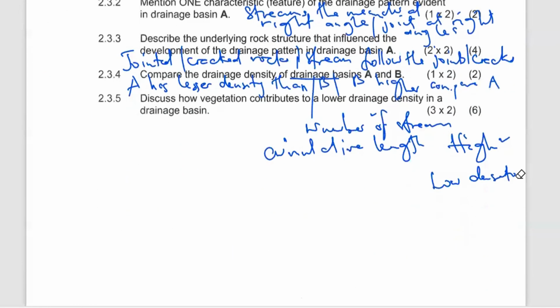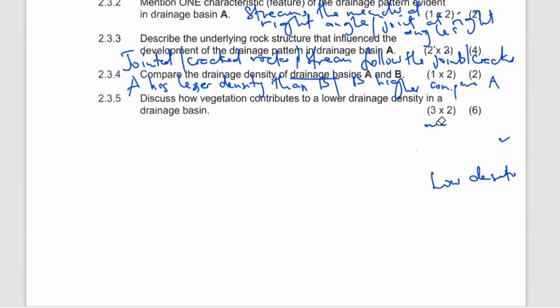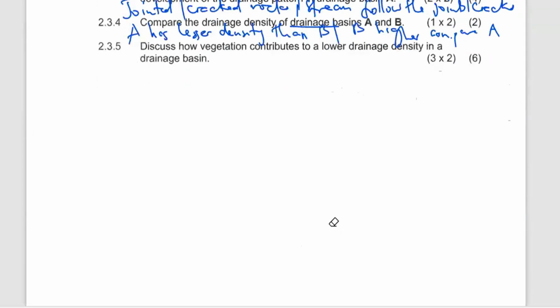Right, moving on to the next question. We are saying, discuss how vegetation contributes to a lower density in a drainage basin. How does vegetation contribute towards less streams developing in a given area? What is the implication of vegetation on drainage density?